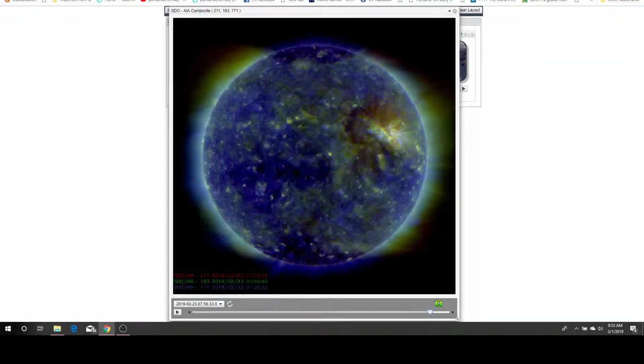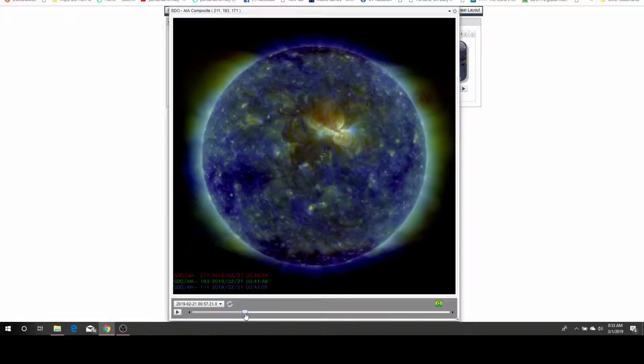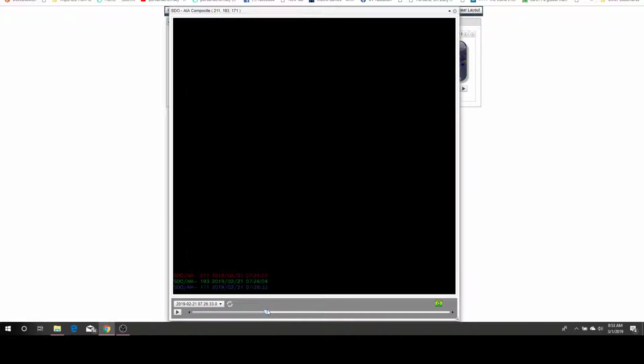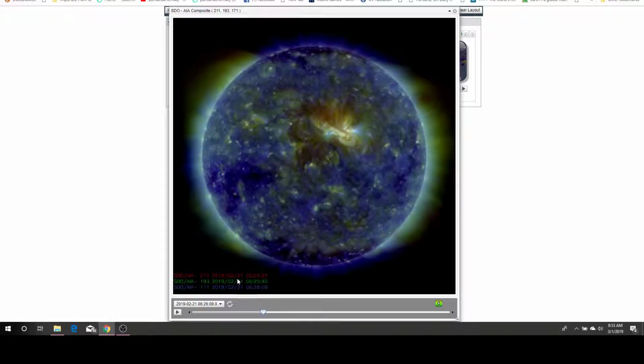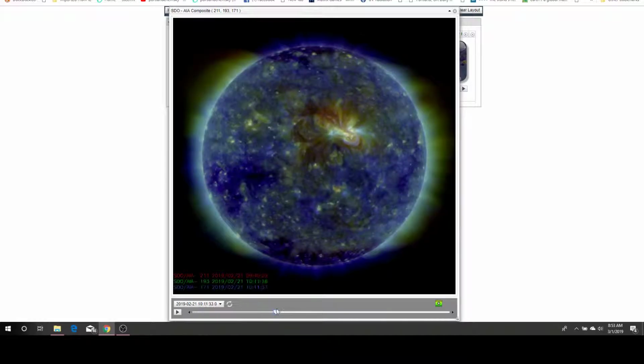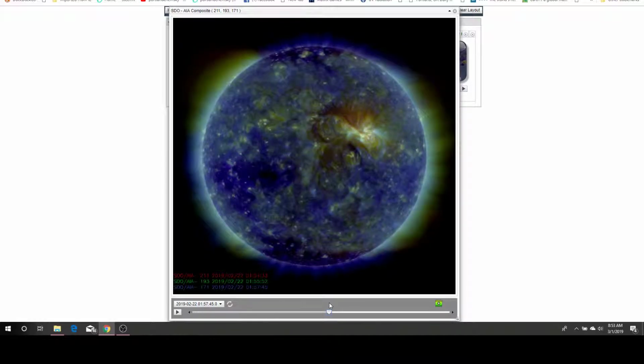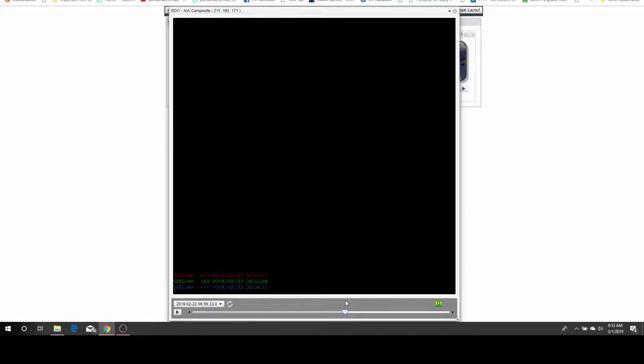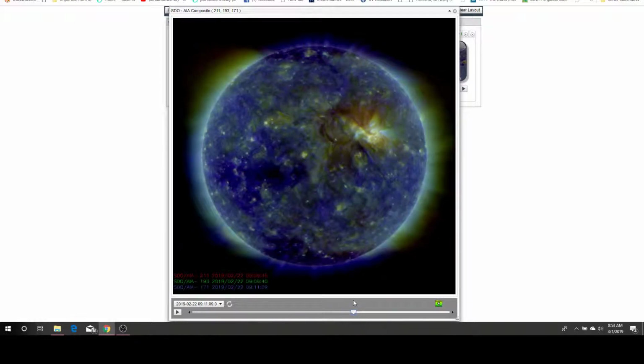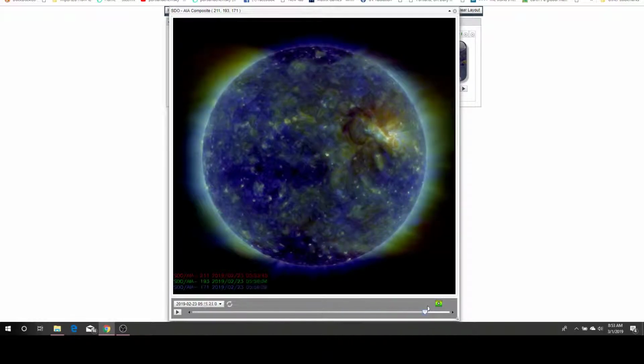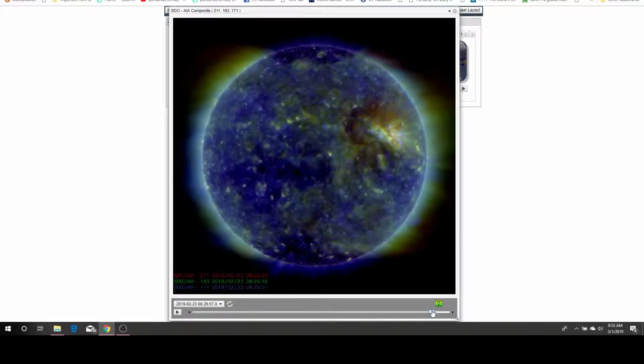Now these are observations I made. This one, the sun goes dark every 24 hours. So right there, it's about 7 o'clock on the 21st. Here's the date and times down here. Then it goes dark about 7 o'clock on the 22nd. It goes dark for about 7 o'clock on the 23rd.